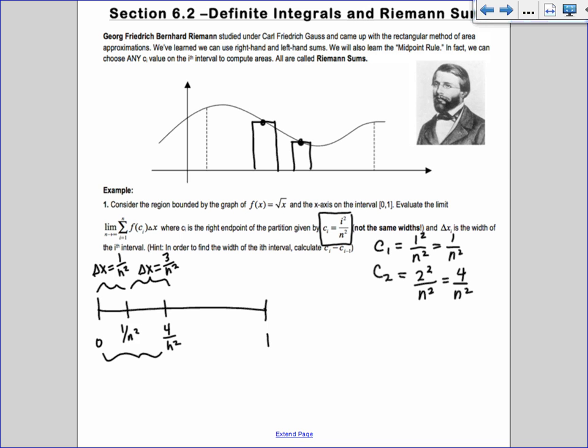Do you guys kind of understand what I'm saying? So they're all going to be different. So the next partition, if I want to talk about the third rectangle, it's going to be at 9 over n squared. So that one's going to be 5 over n squared is the distance.